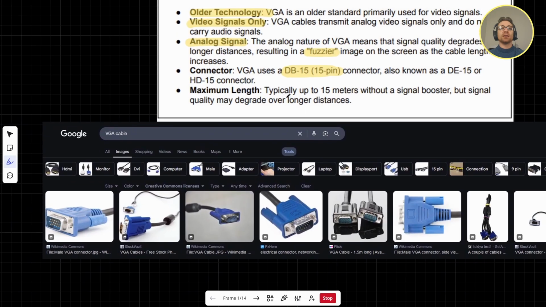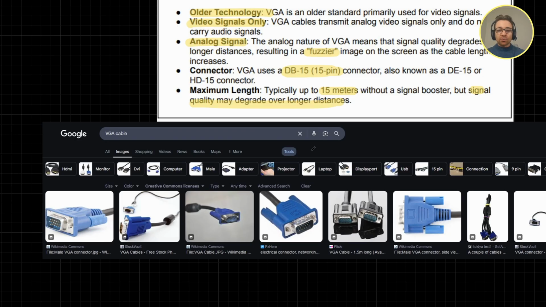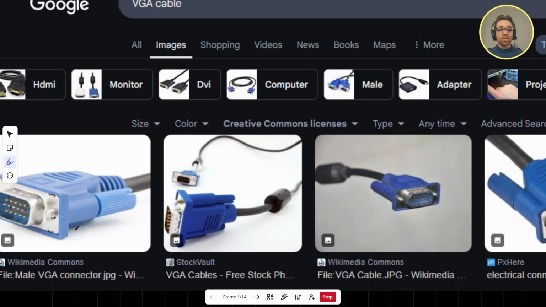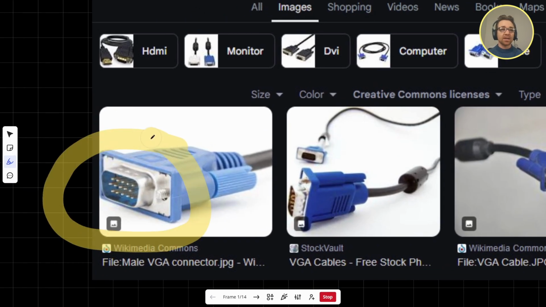The maximum length is about 15 meters, but signal quality may degrade over longer distances. That basically means if it's really long, the signal quality might start to get fuzzier and fuzzier. When it comes to the troubleshooting part of the exam, you might need to remember that. Other than that, guys, hey, it looks like that.